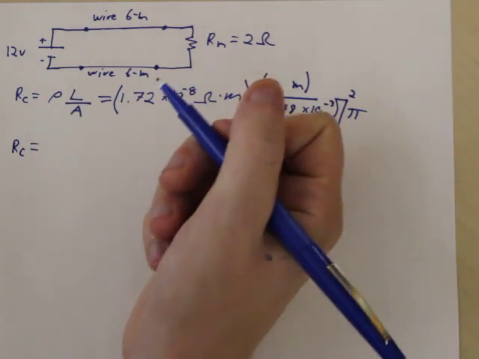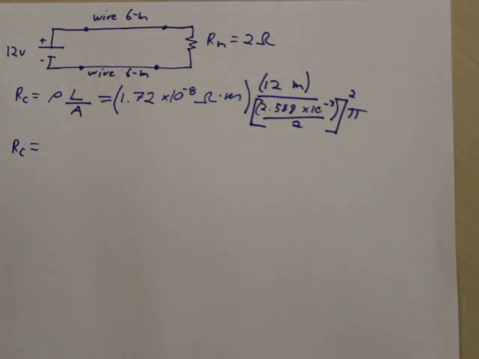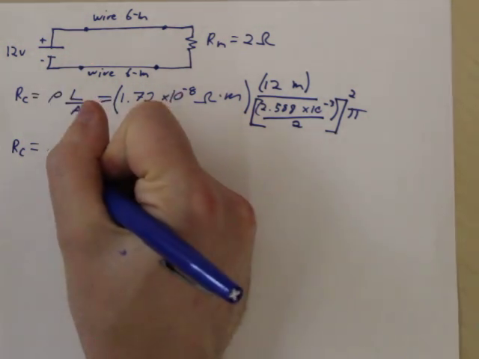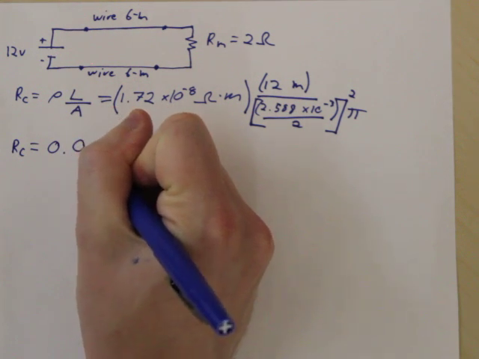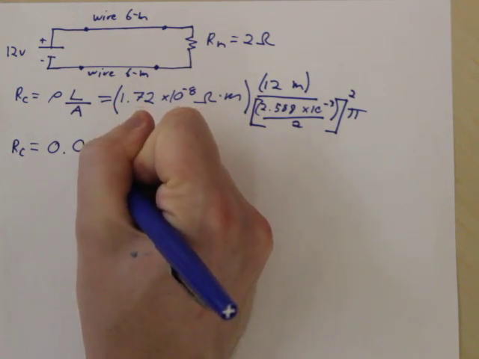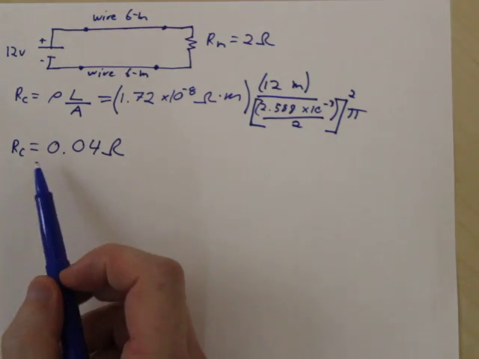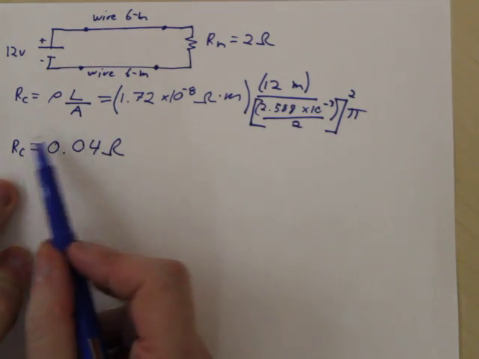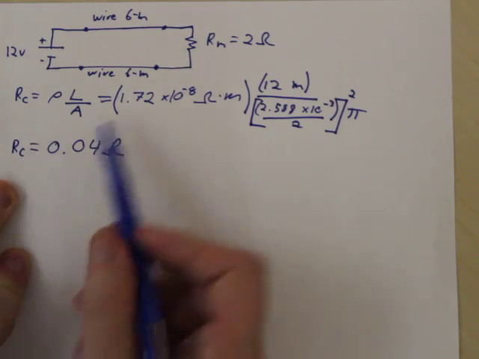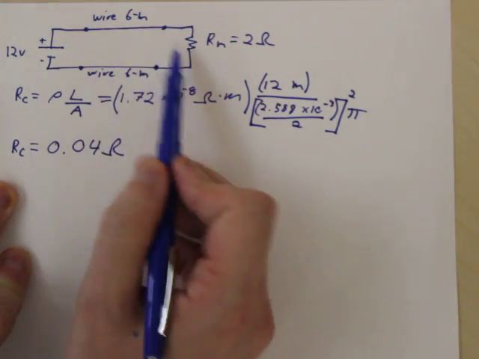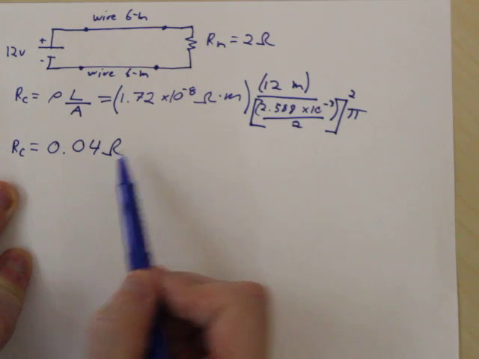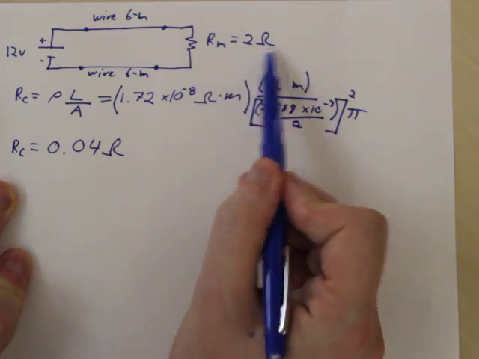RC equals, I'm going to plug this right into the calculator so we get a nice clean answer. So it looks like we are going to get 0.041, so we're just going to say 0.04 ohms. So that's saying that the resistance of the cables, which are these two individual cables, is 0.04 ohms when the resistance of the motor is 2 ohms.